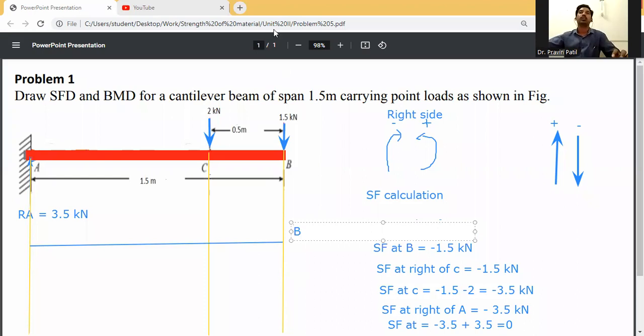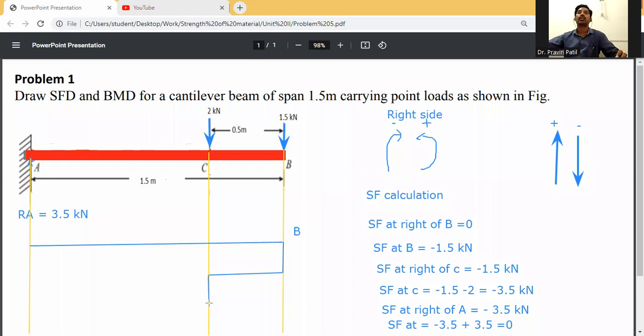Here it is B. So first of all, SF at right of B will be zero. So this one, this is zero. Then SF at B will be minus 1.5 kilonewton. Then SF at right of C will also be minus 1.5 kilonewton. Then SF at C will be minus 1.5, then minus 2, will be minus 3.5 kilonewton.